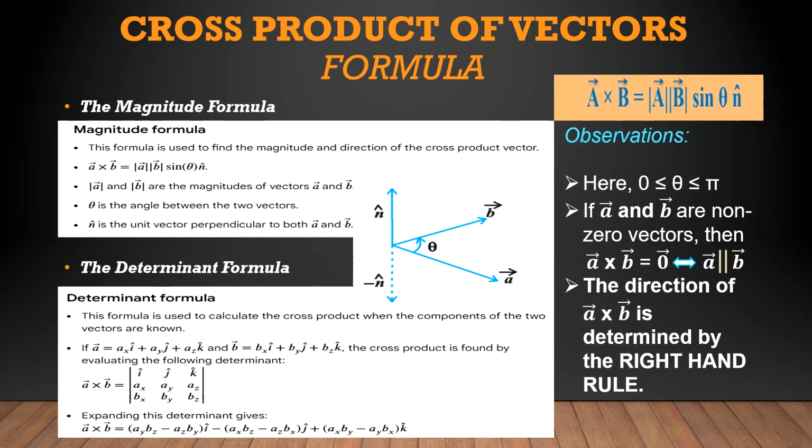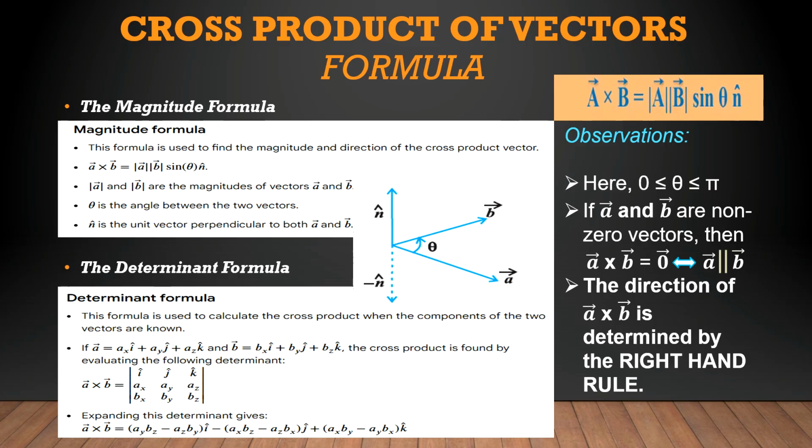Some observations: the angle is between 0 and pi. Now, for any two non-zero vectors A and B, A cross B is equal to 0 if and only if A and B are parallel. This is very easy to note down because when A and B are parallel, the angle between them will be either 0 or pi. So you know sine 0 is 0 and sine pi is also 0. So either they coincide or they are opposite.